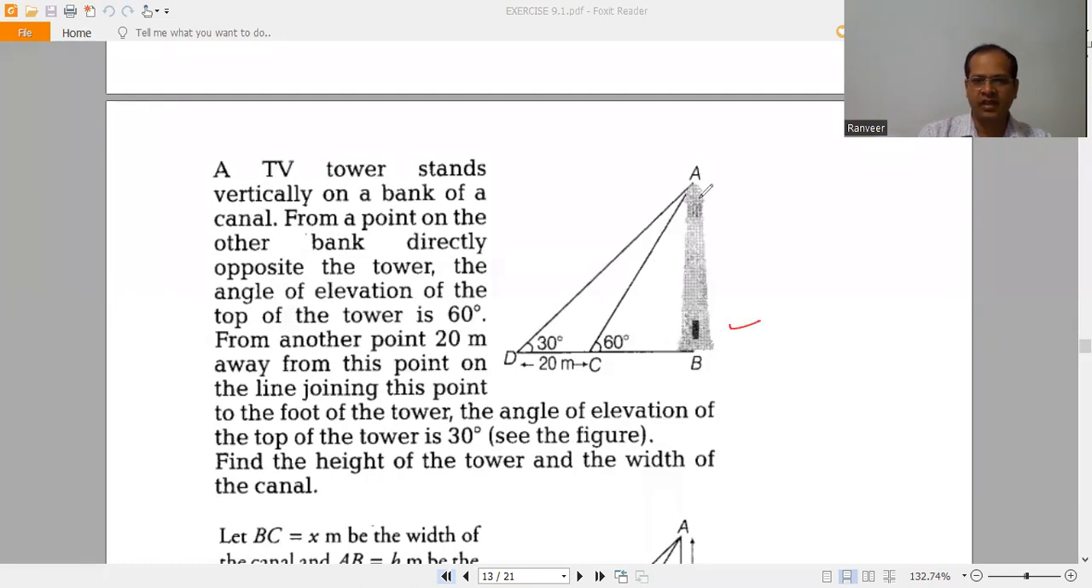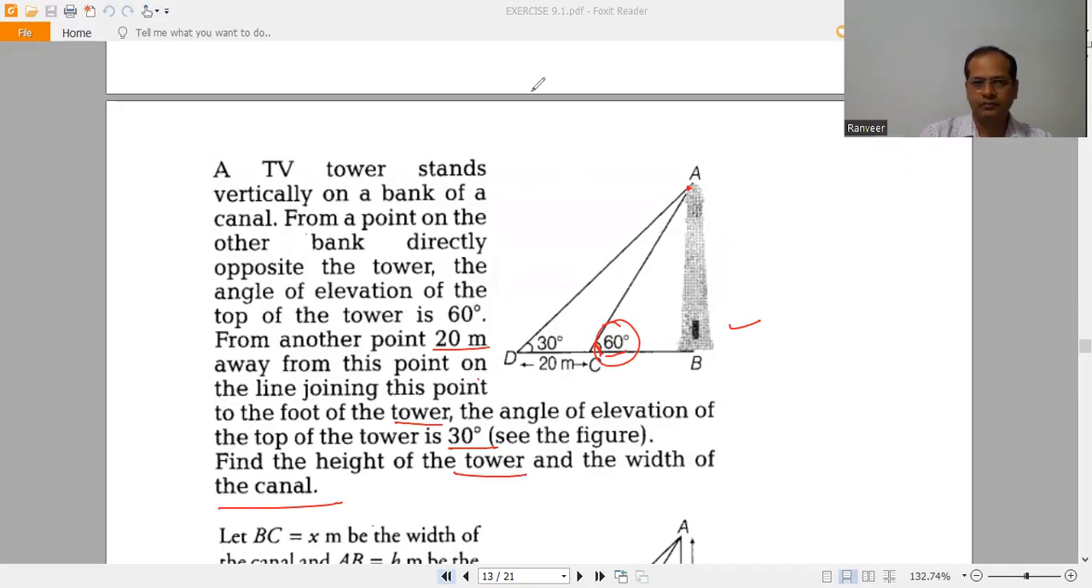This is the diagram. This is the tower which is making an angle 60 degree from the top. From another point 20 meter away from this point on the line joining this point to the foot of tower, the angle of elevation is 30 degree. Now this is 60 degree and this is 30 degree. Find the height of the tower and width of the canal.